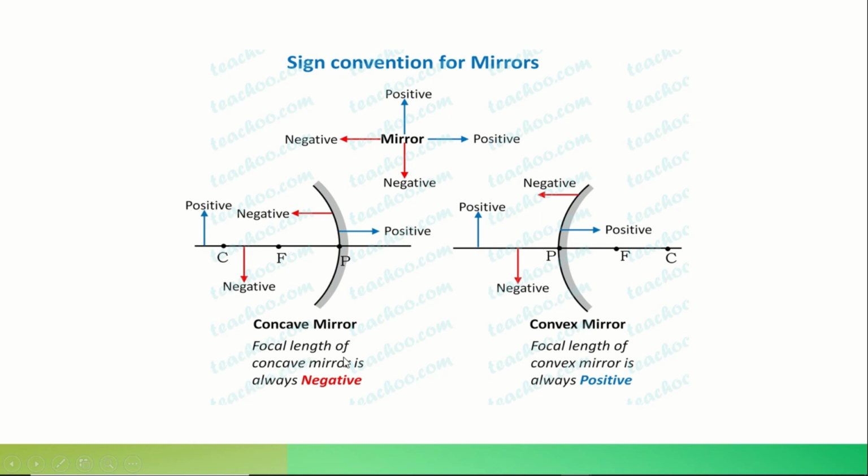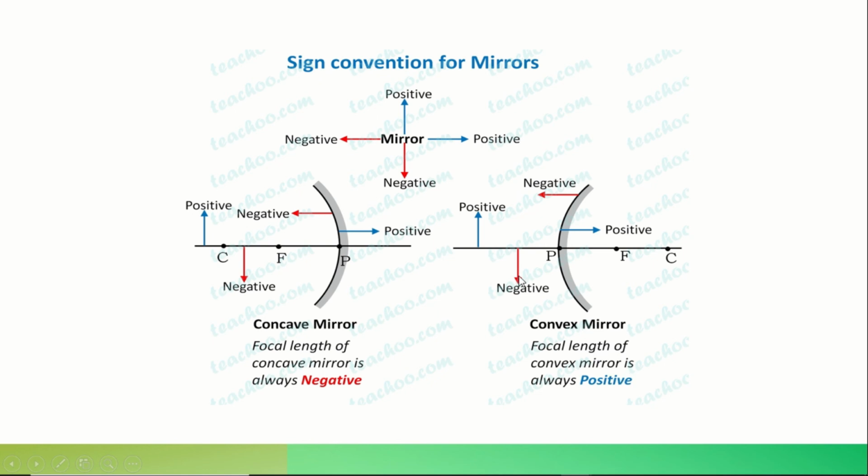So in concave mirror, the focal length is always negative. Focal length is the distance between the principal focus and the pole. The distance between the principal focus and the pole is on the left hand side. So the focal length always becomes negative in the case of concave mirror.